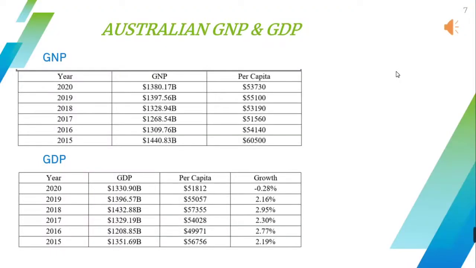Next for GNP and GDP, we can see here for 2020 the GNP is 1,380.17 billion dollars. As for the per capita, it is 53,730 dollars. And the GDP for the year 2020 is 1,330.90 billion dollars. As for the per capita, it is 51,812 dollars.